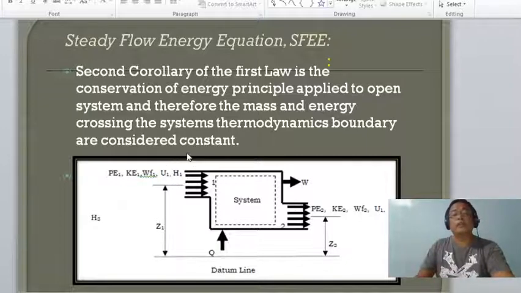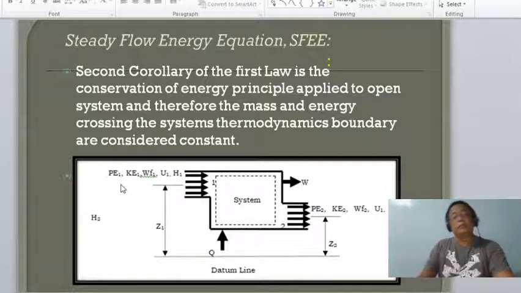There is also potential energy at point 2, kinetic energy at 2, flow work at 2, internal energy at 2, and enthalpy at 2. Take note that in the law of conservation of energy, there is no degradation of energy, but the energies involved are only changed into another form of energy. The system also involves work.